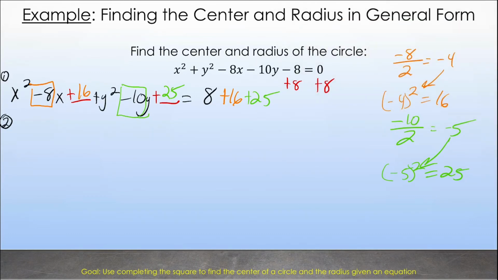The reason we did this is because we just completed 2 squares. We did this so we could write these in different forms. So now that I have this, we can factor each of those sides.